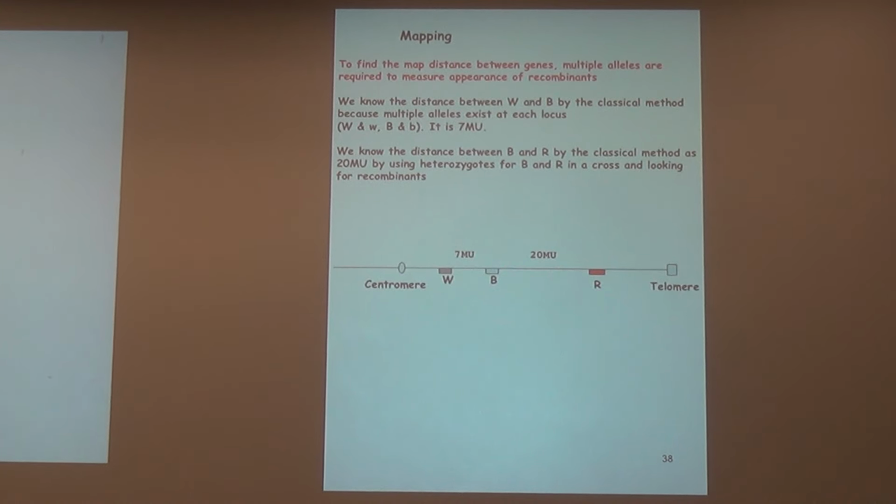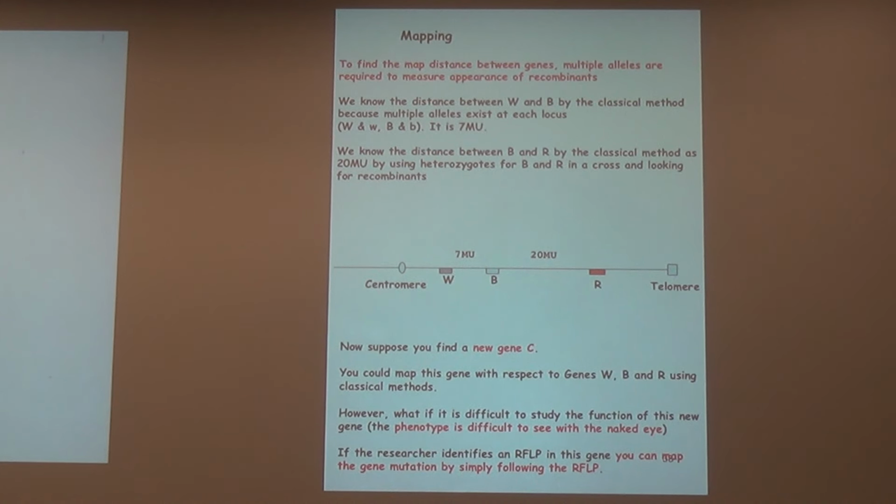However, let's imagine a situation where you have another locus over here. This is the distance between the W and the B gene, 7 map units, the distance between the B and the R genes, 20 map units, etc., etc. You can map it using this recombination frequency. Now let's suppose you generate a new gene, gene C. That's what you want to study. All right? And you can map it using this classic method of crosses.